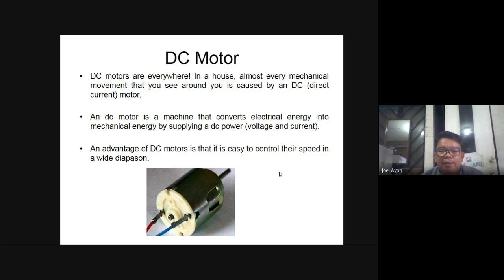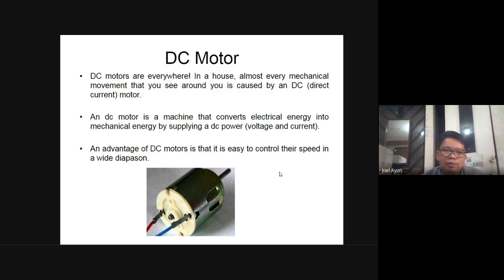It is more difficult to control the speed of an AC motor because you need to control the frequency. Frequency, you know, is cycles per second. Unlike the DC motor, where controlling is easy. You put a resistor or coil in series, and you can control the speed. That's the basic difference or advantage of DC motors over AC motors.